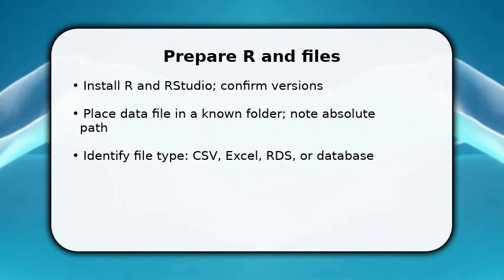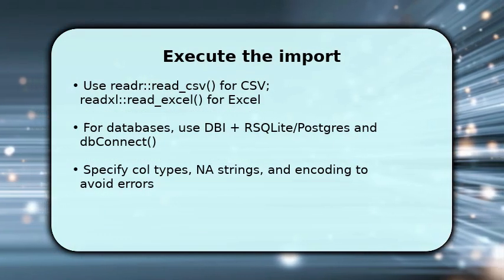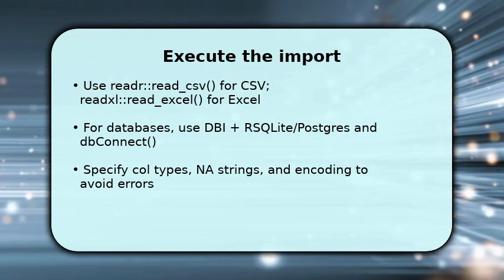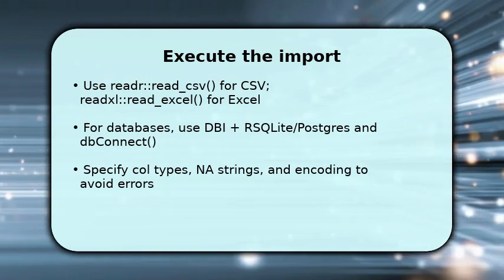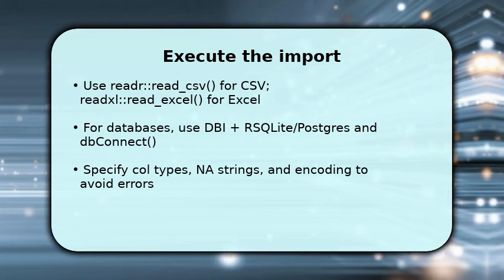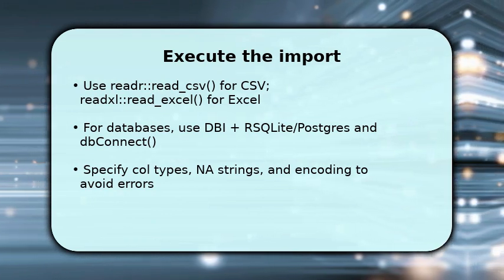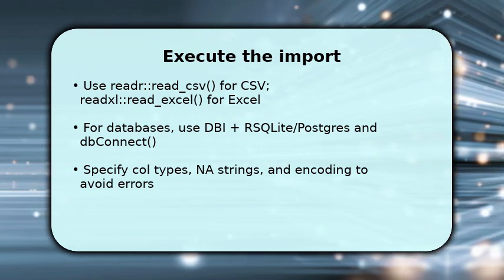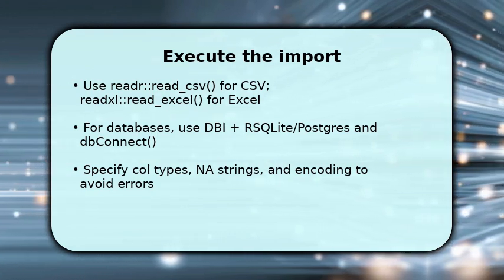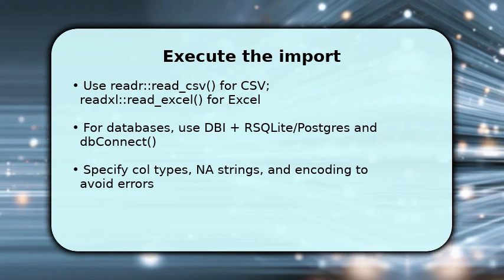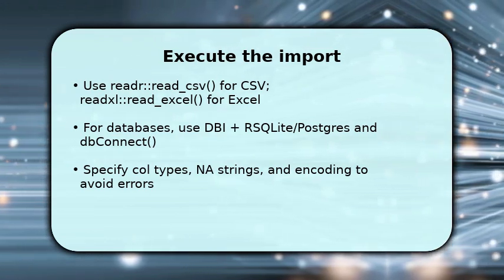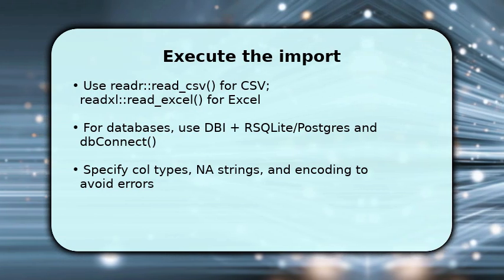You now execute the import with the correct function for the file type. For CSV, prefer readr::read_csv("file.csv") for speed and tidy defaults. For Excel, run readxl::read_excel("file.xlsx", sheet = 1). When connecting to a database, create a DBI connection with dbConnect, then dbGetQuery or dbReadTable.